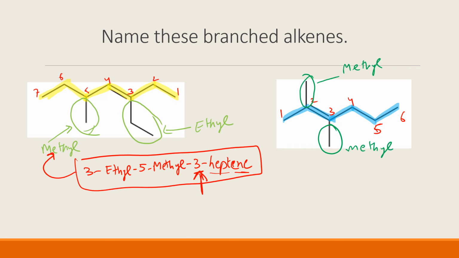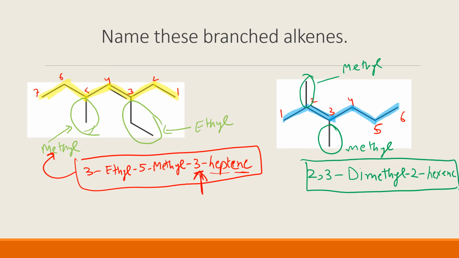So let's assemble the name together now. The name will be 2,3 because there are 2 methyl groups, so I'll say dimethyl, hyphen, the double bond starts at number 2, so it will be 2, and then hex because of 6 carbons, and then ene means it's an alkene. So 2,3-dimethyl-2-hexene.